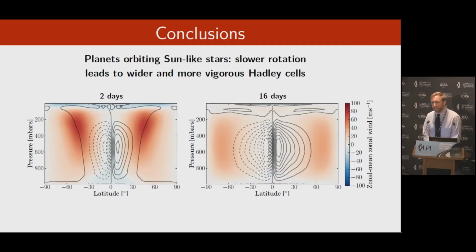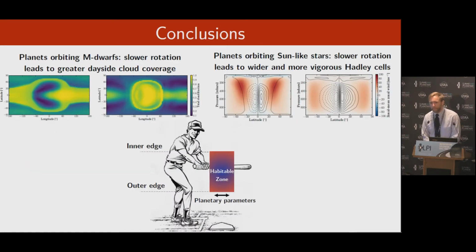And for planets orbiting Sun-like stars, slower rotating planets have wider and more vigorous Hadley cells. And so I'll just leave these conclusions up and take any questions.